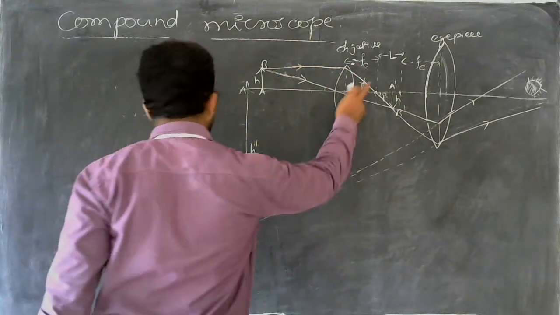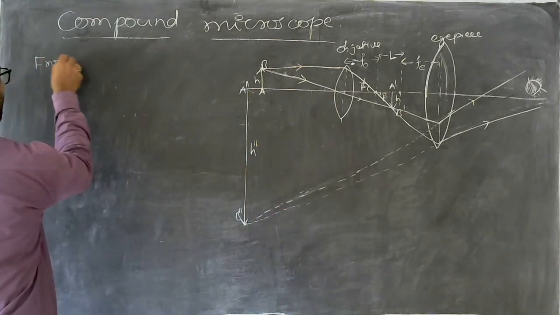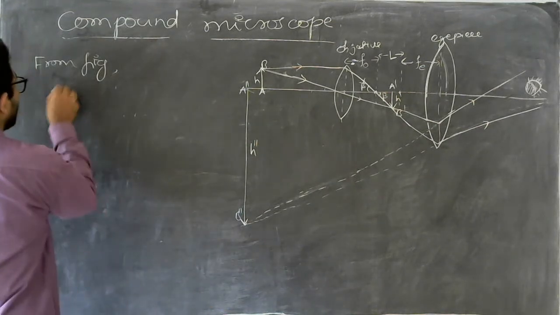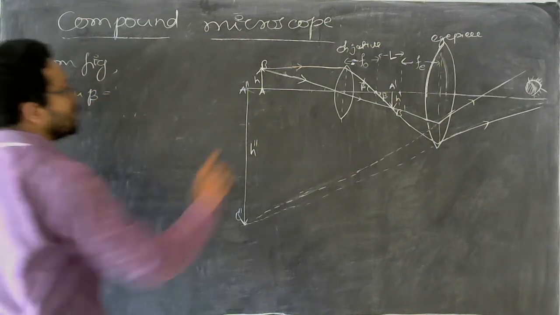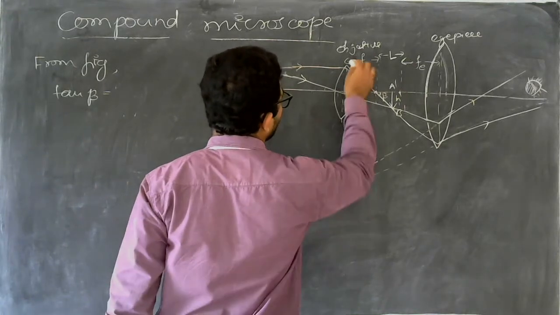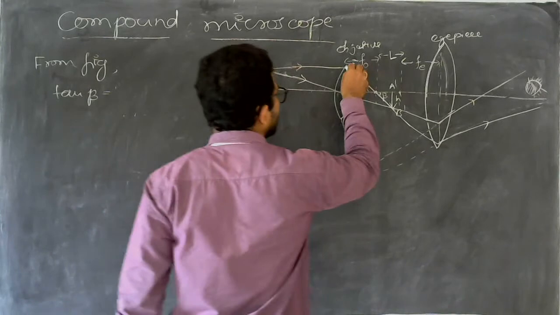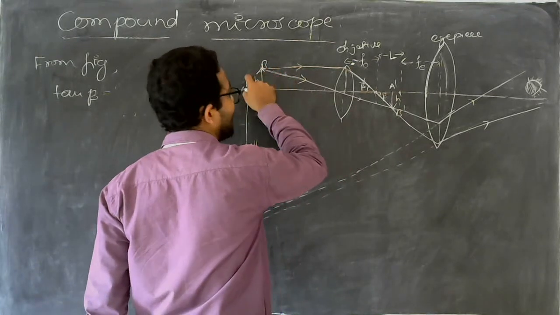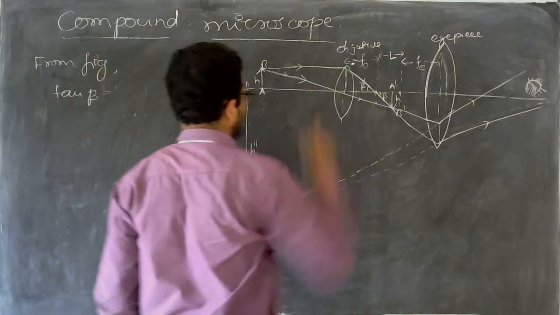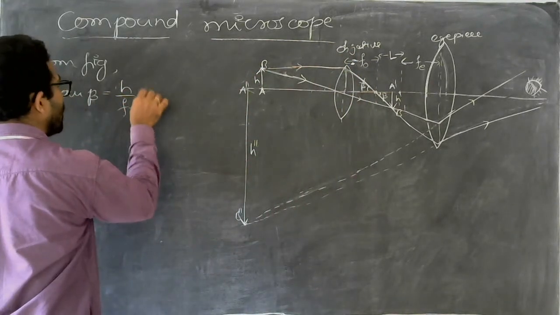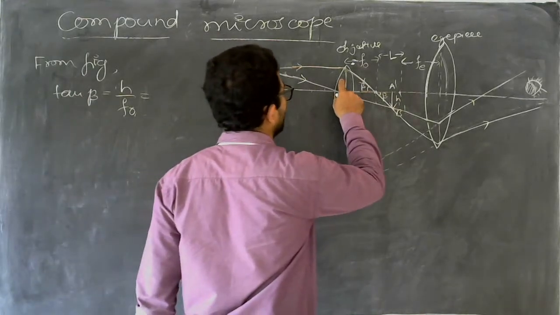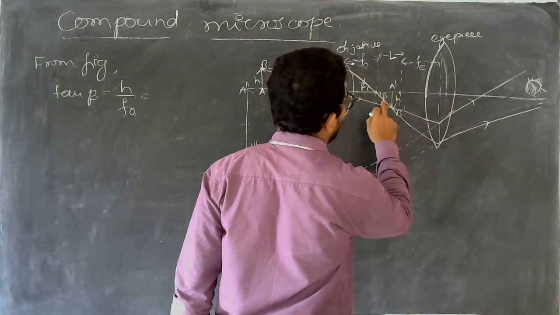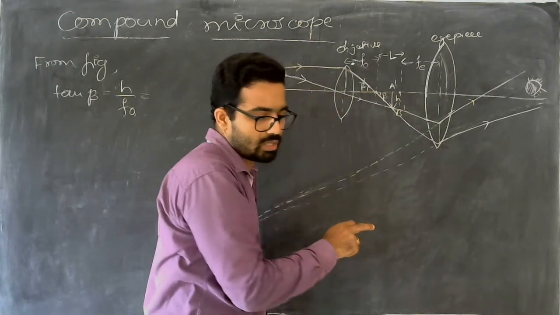Now let's write from the figure. tan beta is equal to, we can take this triangle here. This side is parallel to this one, that's why we can write it here. And this length can be called f0. That's why tan beta is equal to h by f0, the opposite side by the adjacent side, f0. Similarly, you can see beta over here, and you can also see the beta.